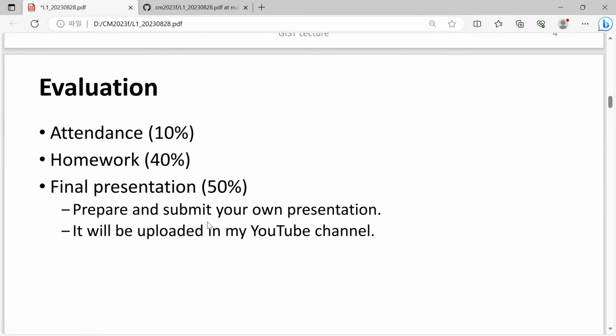And evaluation means that here you have attendance 10%. Of course, if you don't attend more than 2/3 of the entire semester, you fail. That is regulation by our institute. In addition to that, I have a 10% weighting factor for attendance. But I hope that everybody will come to this lecture room quite regularly.